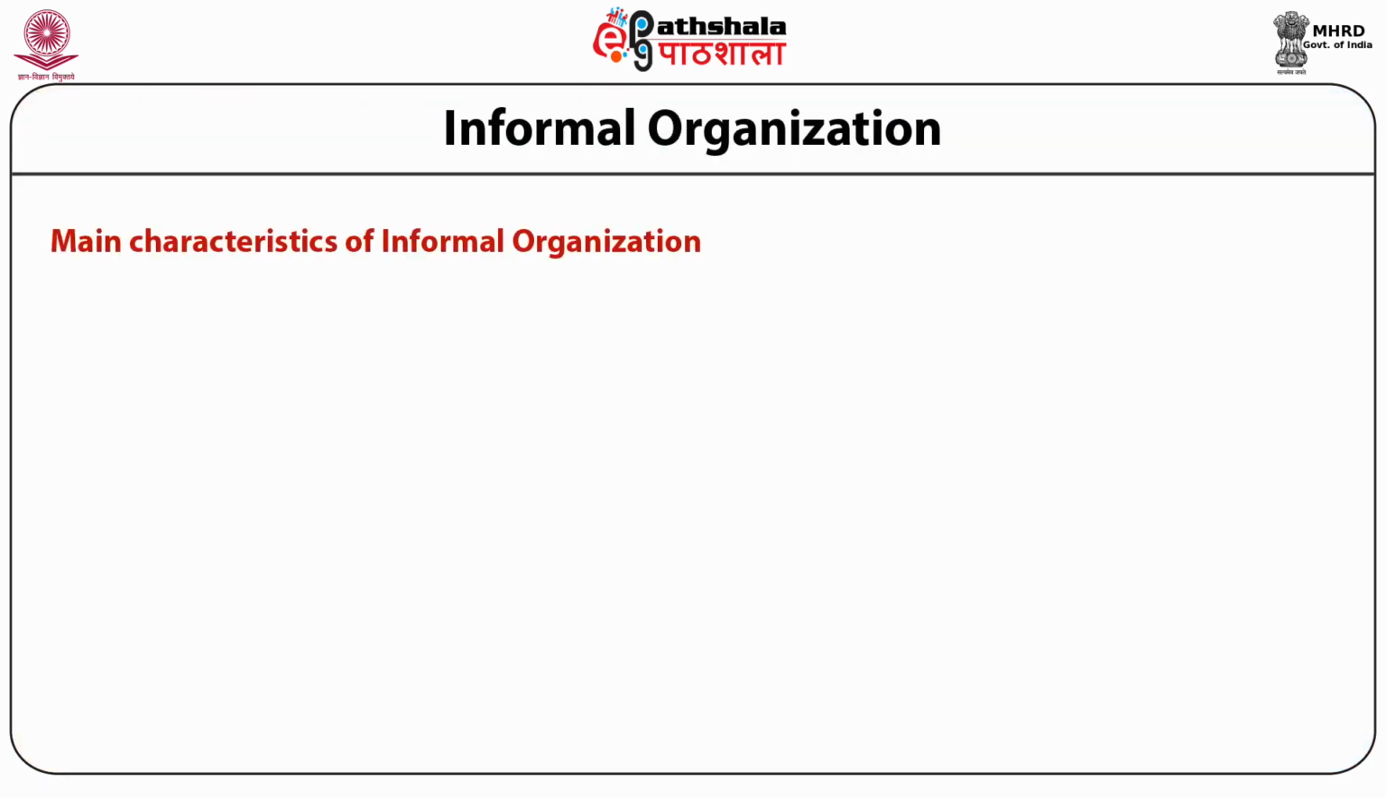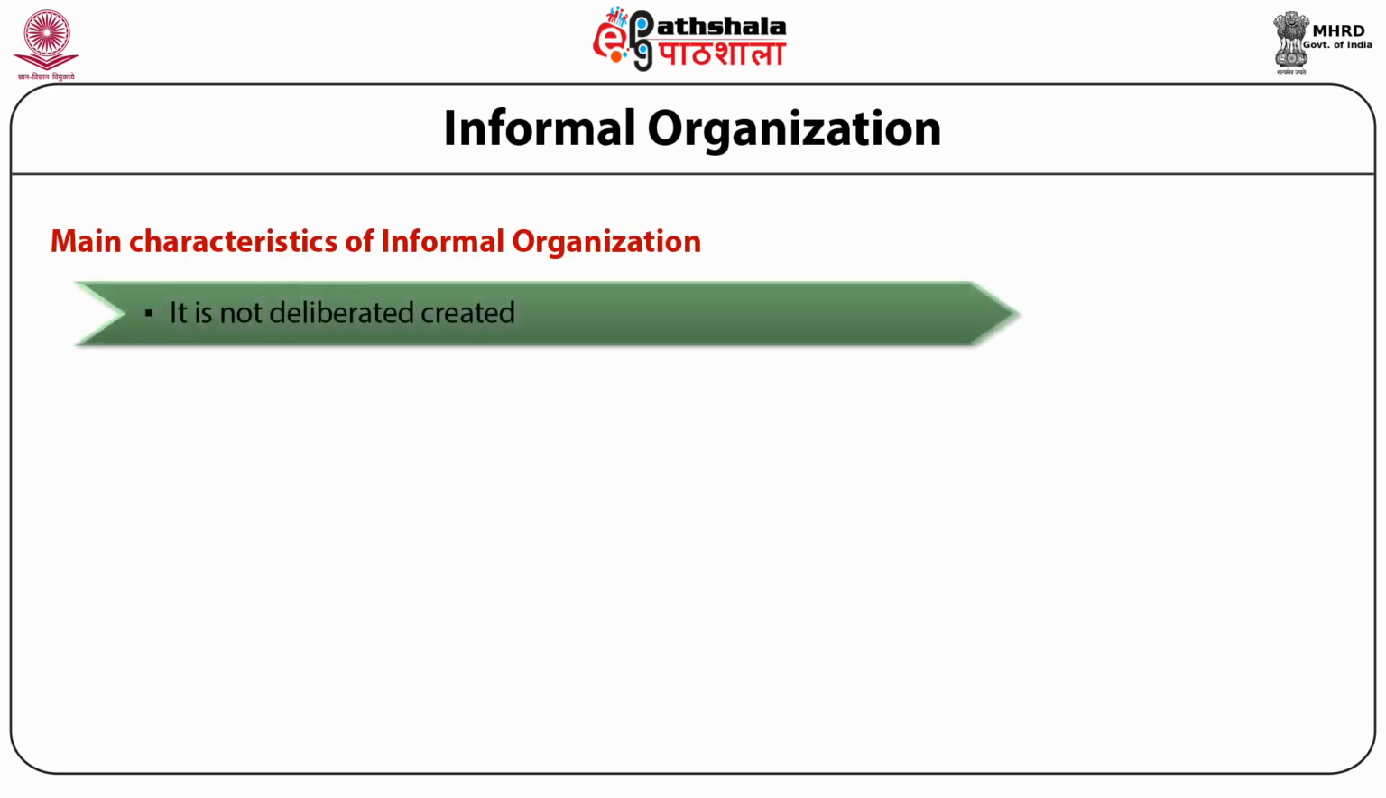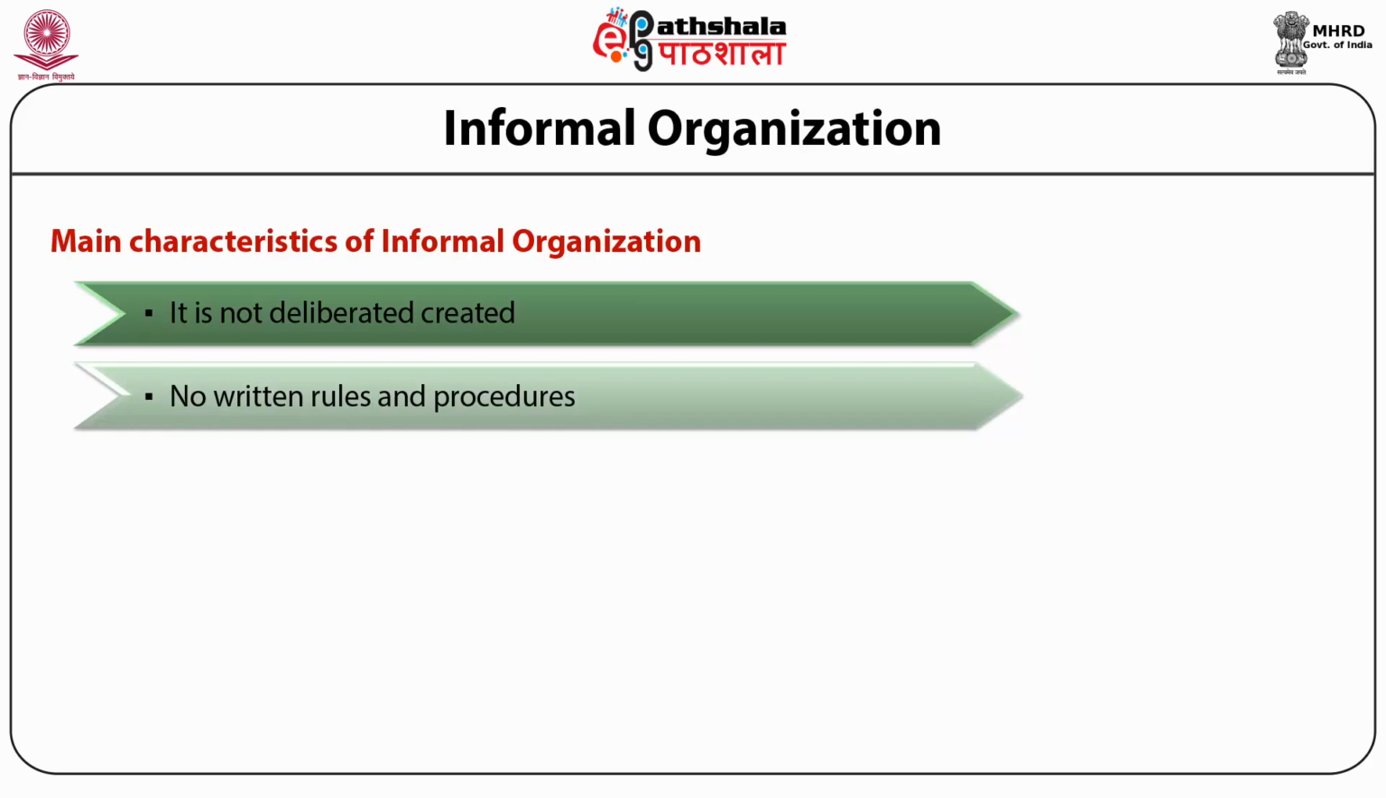Main characteristics of informal organization. It is not deliberately created. An informal organization is not deliberately created but comes into existence on the basis of friendly relationships and common interests. No written rules and procedures. No written rules and procedures govern informal organization, but gradually some norms do emerge informally, like helping the member of their group to find solution to the problems related to his work or his own self, protecting the members of their community from the managerial exploitation, etc.